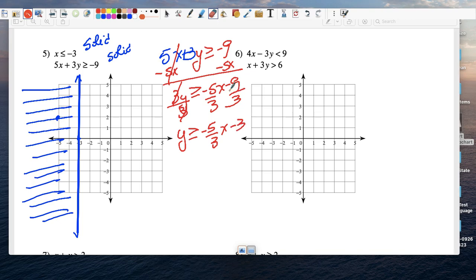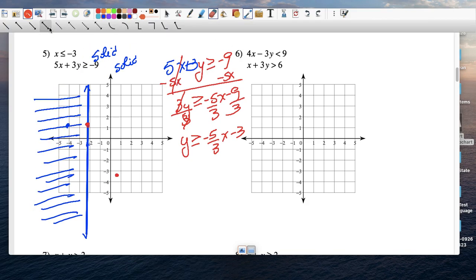Ready to graph? Yeah. So my y-intercept is -3 right here. So my slope is -5 over 3. So up and down we count 5, and left and right we count 3. So 1, 2, 3, 4, 5, and then we go 3 to the left because it's a negative slope. So we have 2 points. We're going to use a solid line, which I'm going to change colors. Solid line. There we go.